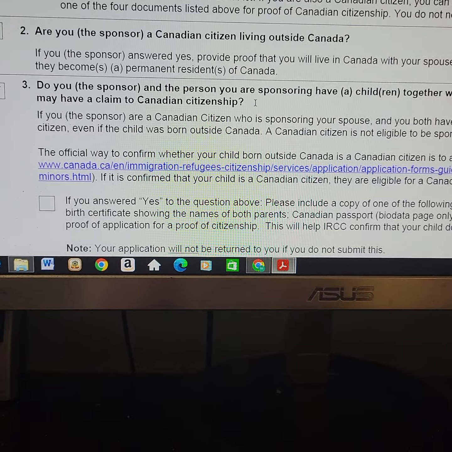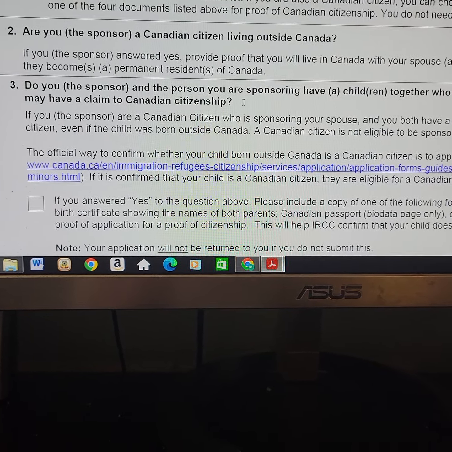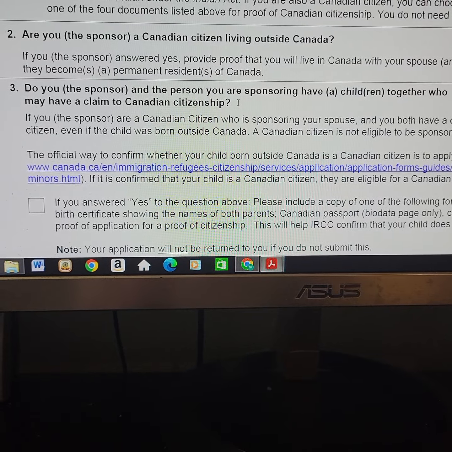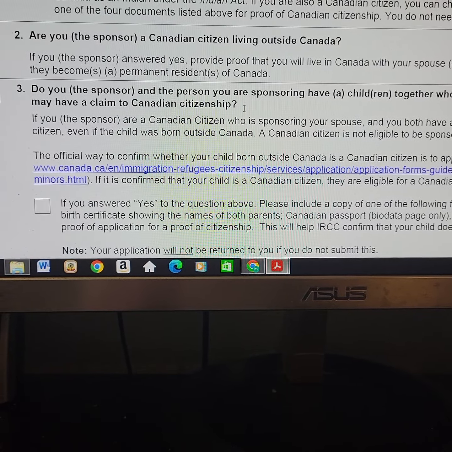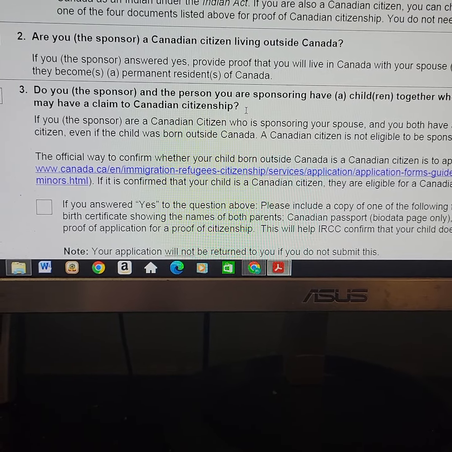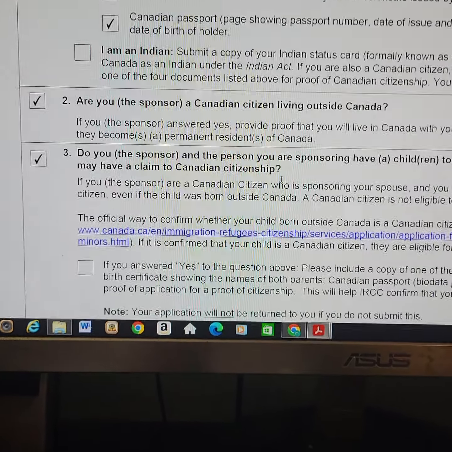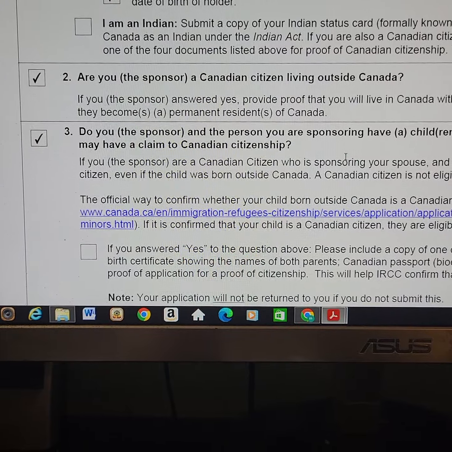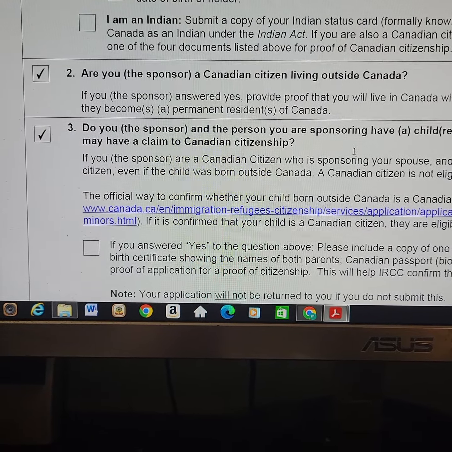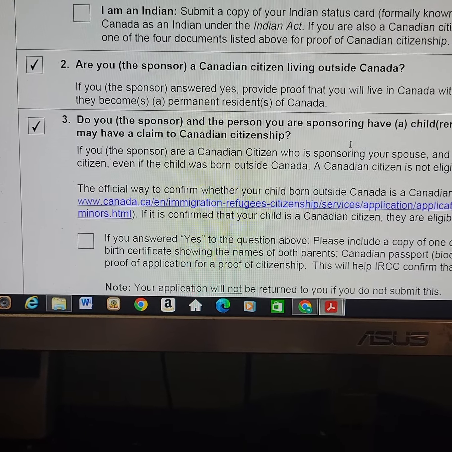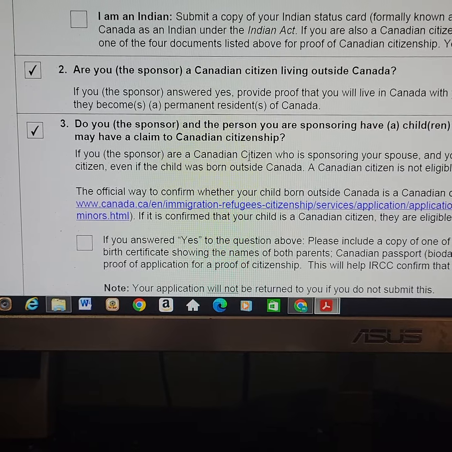But then again, keep in mind, once your spouse gets approved and is coming to Canada, you would have to come and live in Canada with them, okay? So it wouldn't make sense that my spouse is living in Canada and I'm living in, whatever, Germany, right?